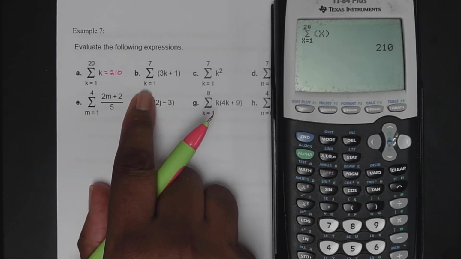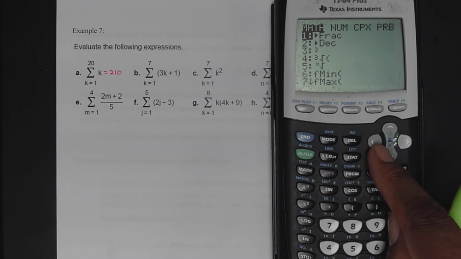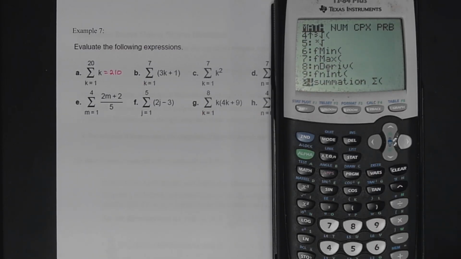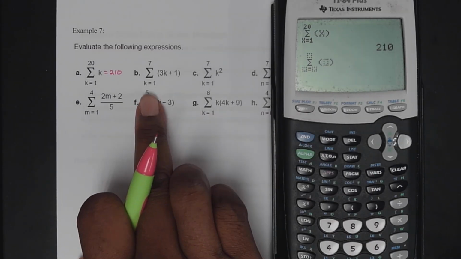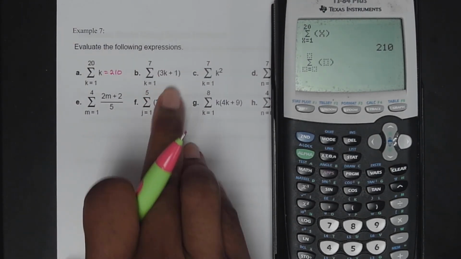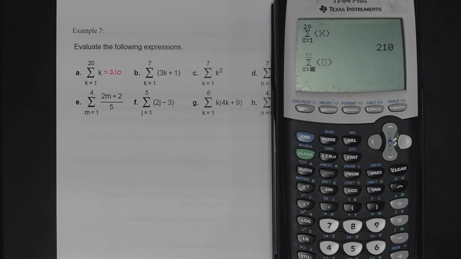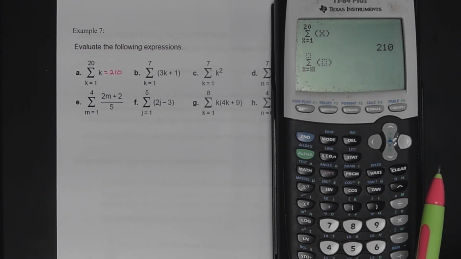And that's the summation from k equaling 1 to 7. So again, we press the math key, down arrow to summation, which gives you this. And I'm using x instead of the k that they have here. So I'm letting x equal 1 to 7, and let this be 3x plus 1. So I'm going to use X,T,theta,n for the x. And then after the equal sign, it takes me to that box.